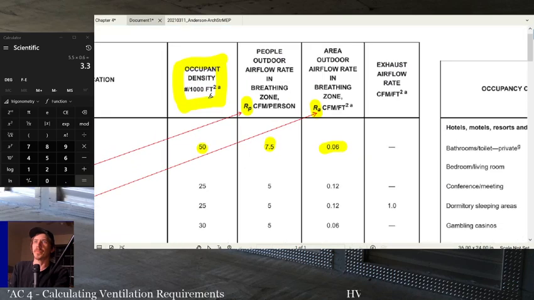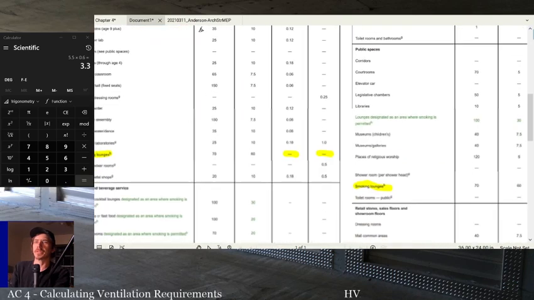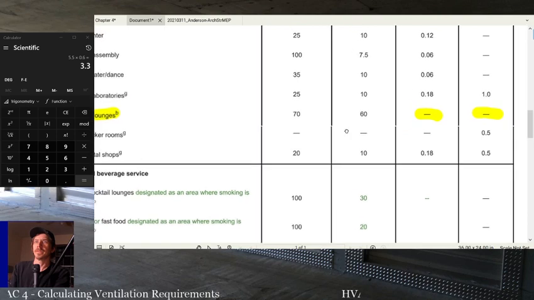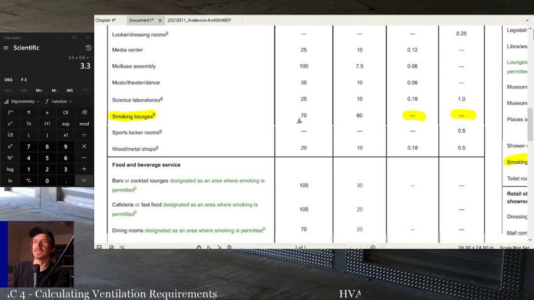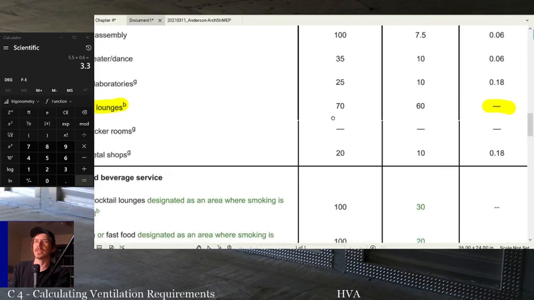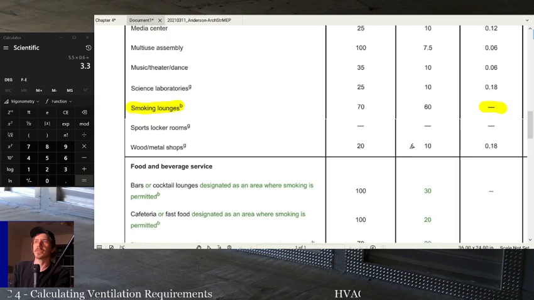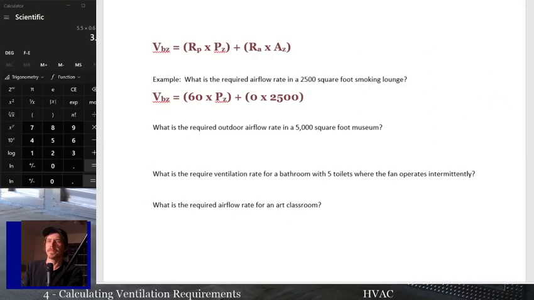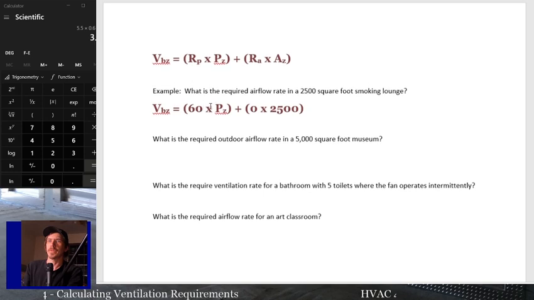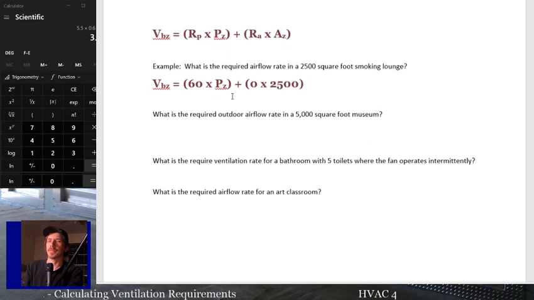The number of people per 1,000 square foot, the first column, is 70, so there's 70 people per 1,000 square foot, and for each person we need 60 CFM. So switching back, it was 60 CFM per person, and then the number of people in the zone was 70 per 1,000 square foot. So here's the first bit of math we actually have to calculate.